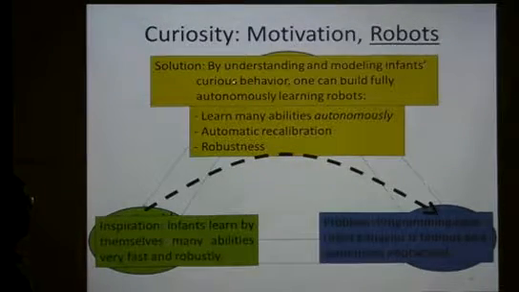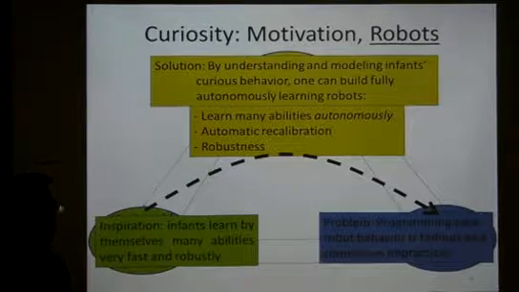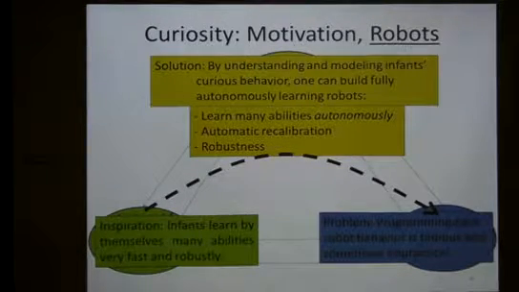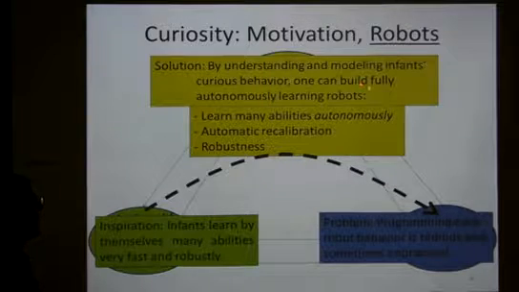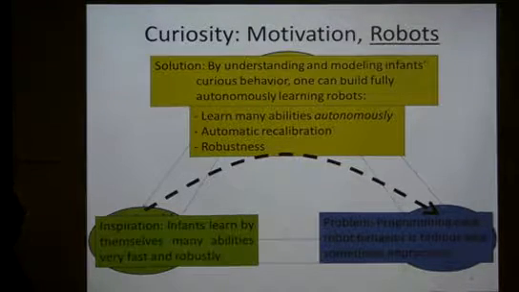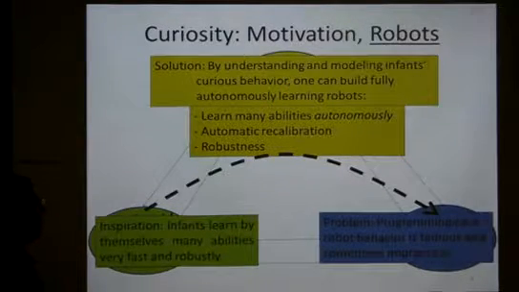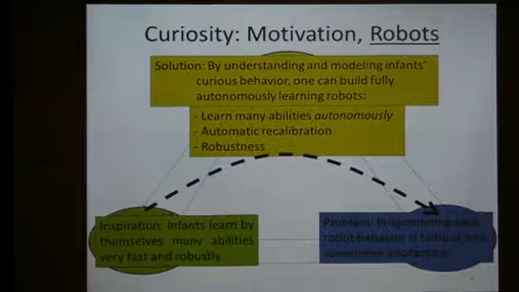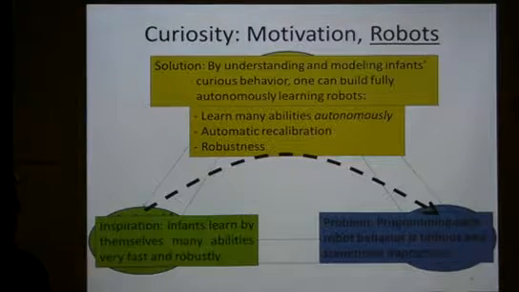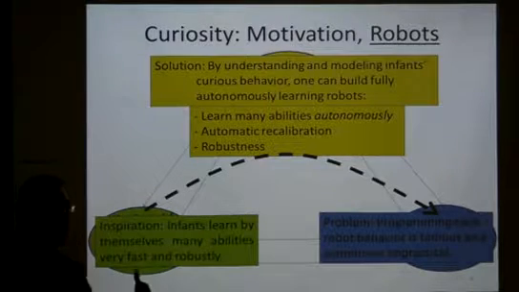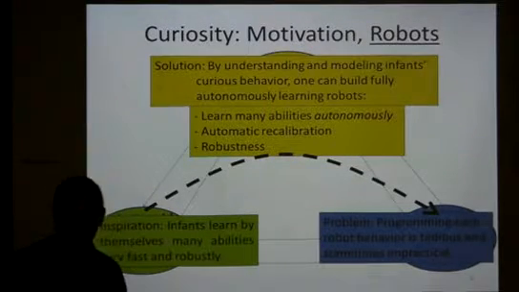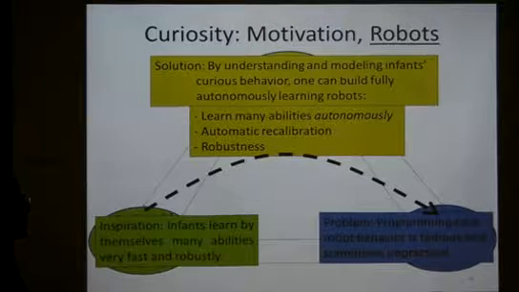So the goal here is, by understanding and modeling infants' curious behavior, how they interact with the world initially without any supervision, one can build fully autonomous learning robots. You implement the model that you build from learning about infants in a robot, and then it can learn many abilities autonomously without any explicit programming. You have automatic recalibration and robustness. Because they learn by themselves, if you introduce them to a new environment, they learn this new environment by themselves, and they can cope with changes in their environment. So this is one motivation.